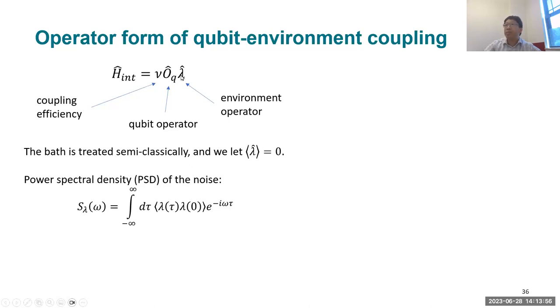And we're going to treat the bath, this environment operator, semi-classically. Basically, you care about the expectation value of this operator as well as its time correlation, but you don't necessarily keep track of the quantum dynamics of the bath. That's generally the consideration. And also we're going to let the expectation value of this environment operator be zero without loss of generality, because you can always take the non-zero part out into your regular qubit Hamiltonian. Now, this expectation value is going to fluctuate over time, which is the point of why you have decoherence, because you don't fully keep track of the dynamics of this environment.